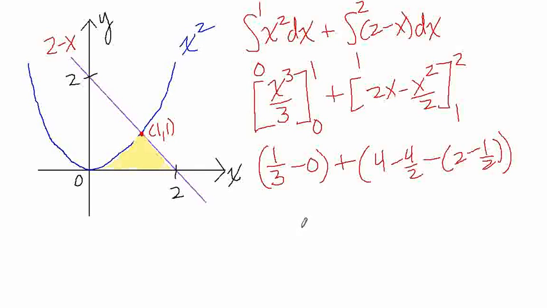So that gives 1/3 plus, and then let's see, 4 minus 4/2 is 2, minus 2 plus 1/2. So we have 1/3 plus 1/2, which is equal to 2/6 plus 3/6, so 5/6.